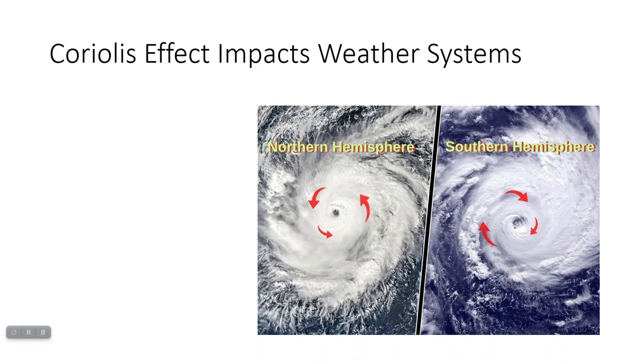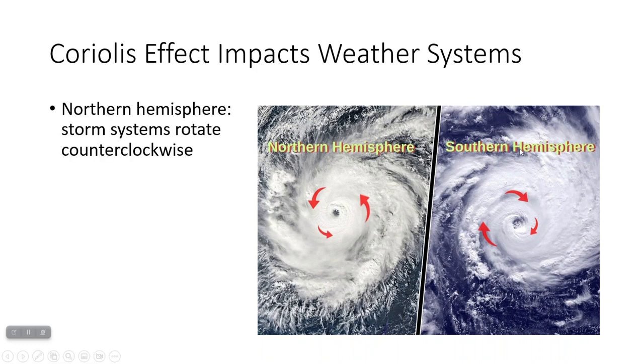So here we see two storm systems. In the northern hemisphere, they're called hurricanes. In the southern hemisphere, they're called cyclones, but they're the same thing. And notice that these systems rotate. That rotation is caused by the Coriolis effect deflecting the winds of these storms in a certain direction.